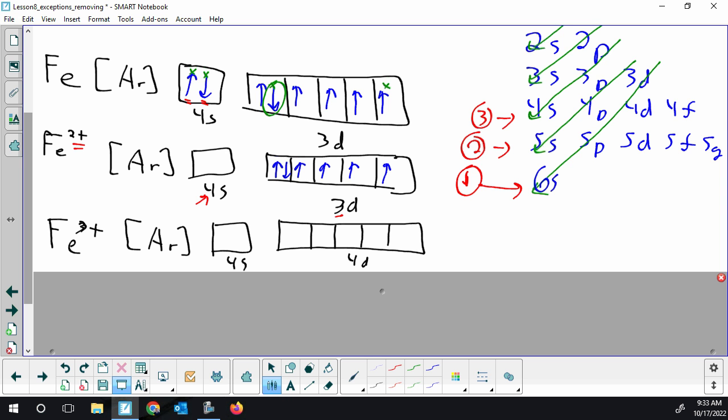I'm just going to take away those excess. So the 3 electrons we're going to remove are this one is 1, that one is 2, and then that spin down will be the third. And we'll have Fe3+. So none in the 4s, up, up, up, up, up. That's Fe3+.